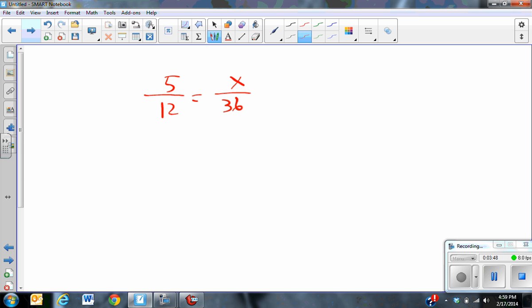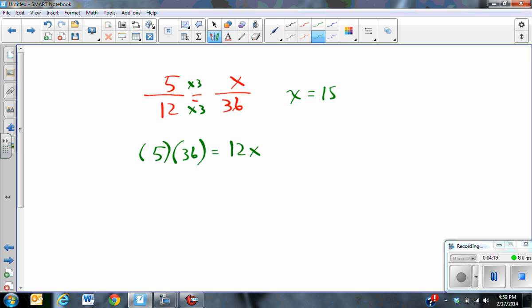So the first strategy I always want you to use is to think to yourself, well, how can I compare these denominators? Can I get from 12 to 36 easily? And the answer is yes, because you know that there's 3 dozen in 36. Okay, so solving this easily, I can see that x is equal to 15. All right, but if I didn't see that, I would set up my cross product. I'd say 5 times 36 is equal to 12x.